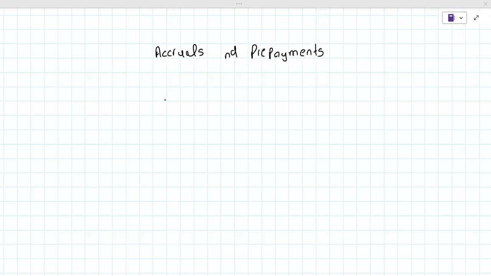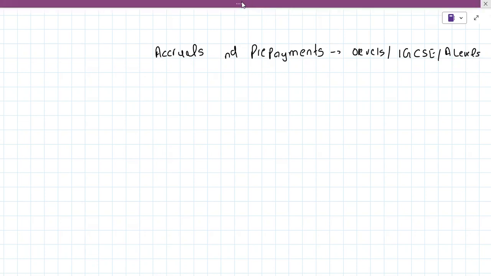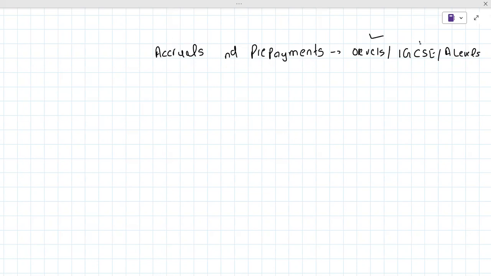This is your teacher Sabat, and the concept which we are going to discuss is accruals and prepayments. Basically, this is a part of your O level syllabus, O levels, IGCSE, and A levels also, because this is a kind of adjustment in your final accounts. So that is why it is involved in O levels, IGCSE, and A levels also.